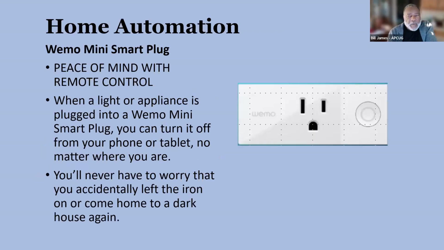One of the things that is very simple is using a Wemo smart plug. It's just a smart plug that you plug into a regular AC outlet. And you can use it to turn your lights on and off from your phone and tablet, no matter where you are. So say, for instance, if you left something on that was a safety hazard and it was plugged into a smart plug, you could turn it off. Or if you were coming home to a dark house and you had a lamp plugged into one of these devices, you could turn it on. And they're fairly inexpensive, probably about $20, $30 each.